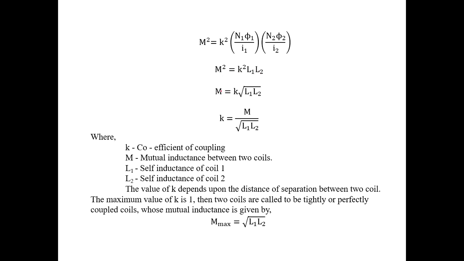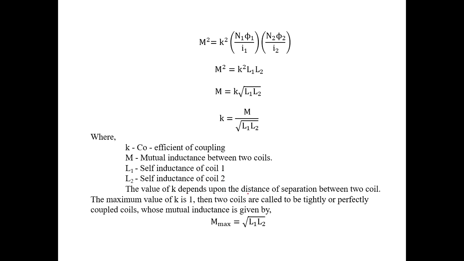From this we can write the M value. We have to take square root on both sides. The square and the square root get cancelled. We get M is equal to K into root of L1 into L2. From this, the coefficient of coupling K is equal to, by cross multiplication, M divided by root of L1 into L2. Where K is the coefficient of coupling, M is the mutual inductance between two coils, L1 is the self-inductance of coil 1, and L2 is the self-inductance of coil 2.